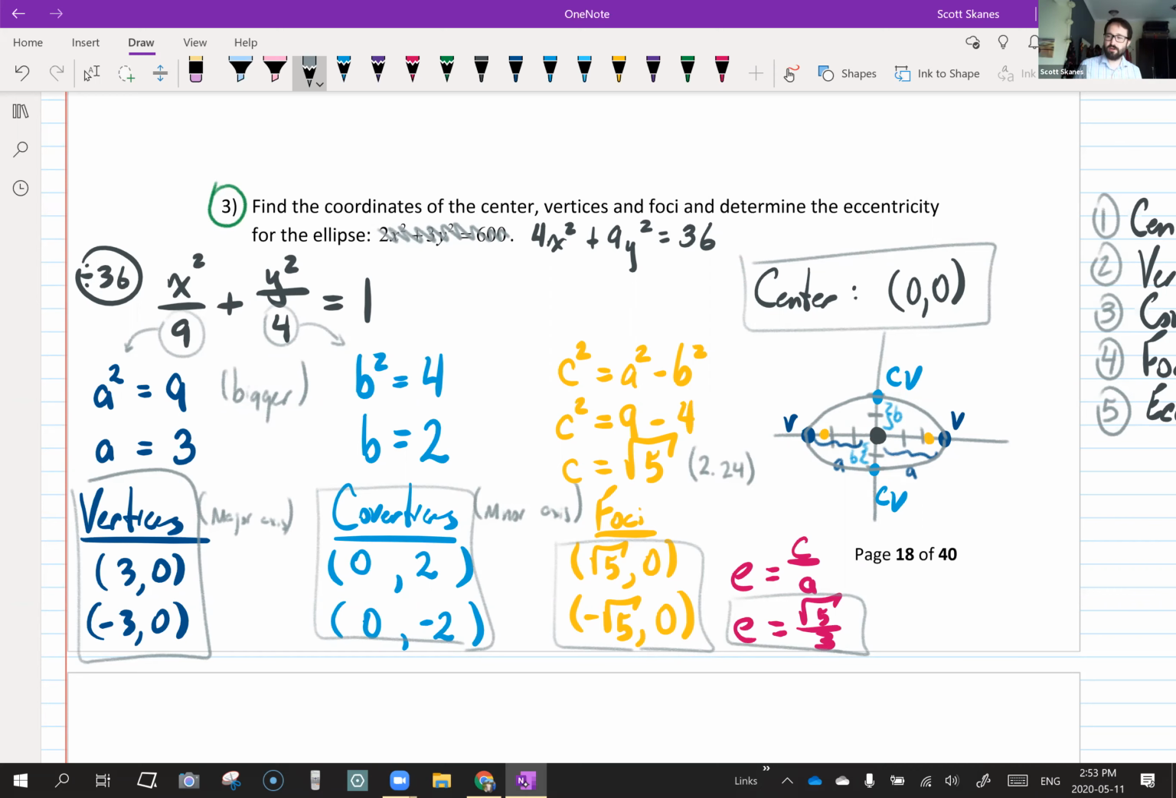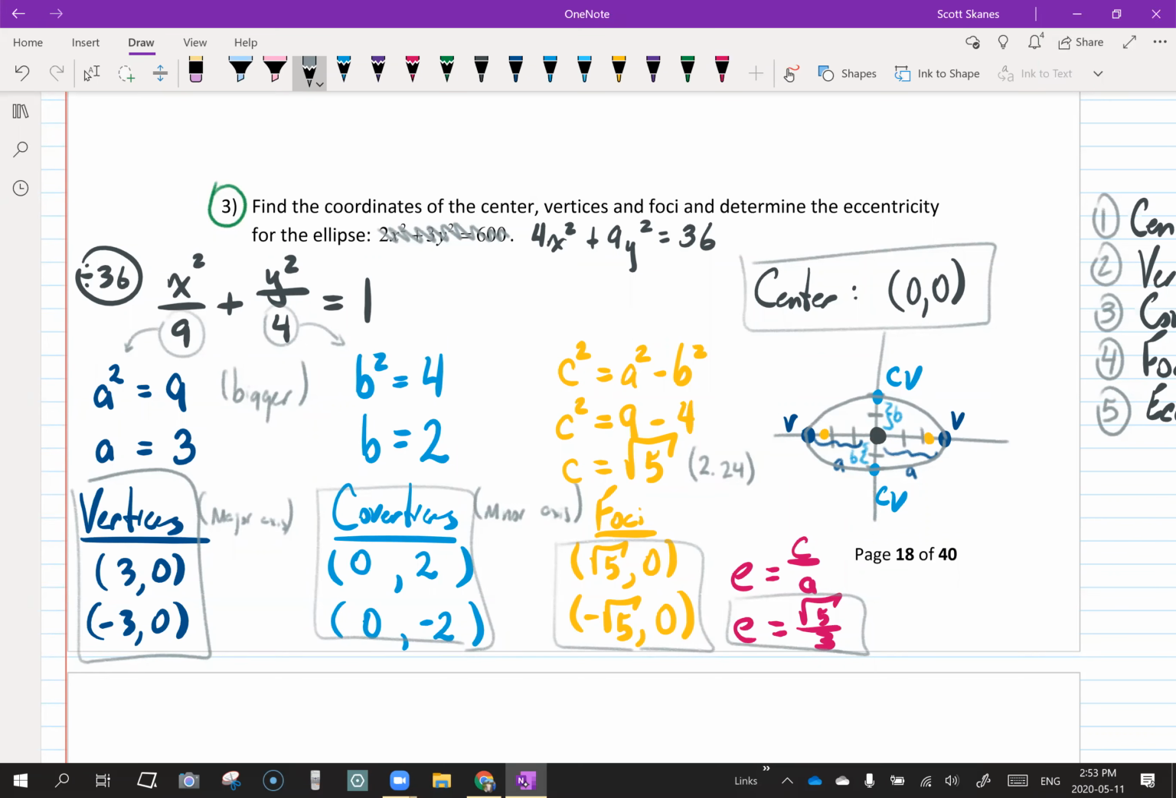Ahmed, you said, why is there no focus for the co-vertices? It's because there is only a focus for the vertices. It's just the way it is. So we don't need to worry about the co-vertex. We just go along the major axis. Any other questions on this? We'll do another one like it. We'll do a few like it, actually. Probably 2 or 3 if you want.